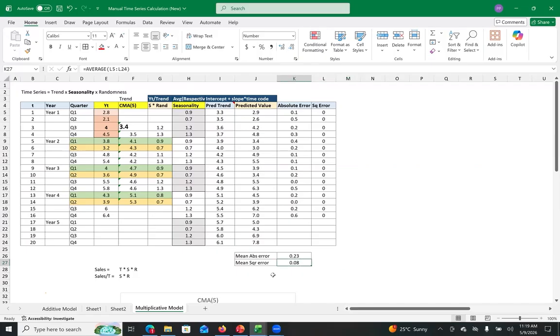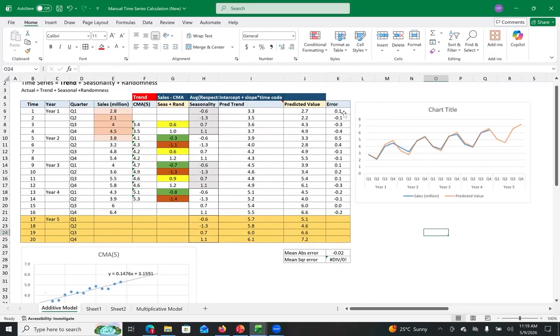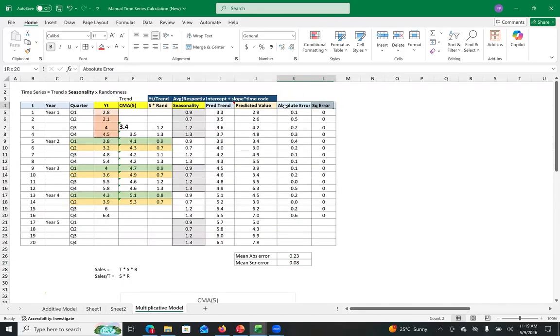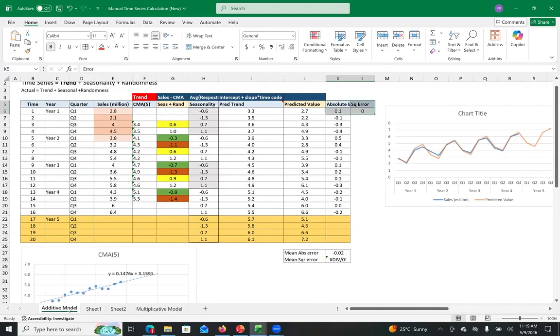Right? So this is mean square error. Same way I will do the calculation here as well. Then I will take the average of this, average of this. So this is for the additive model.